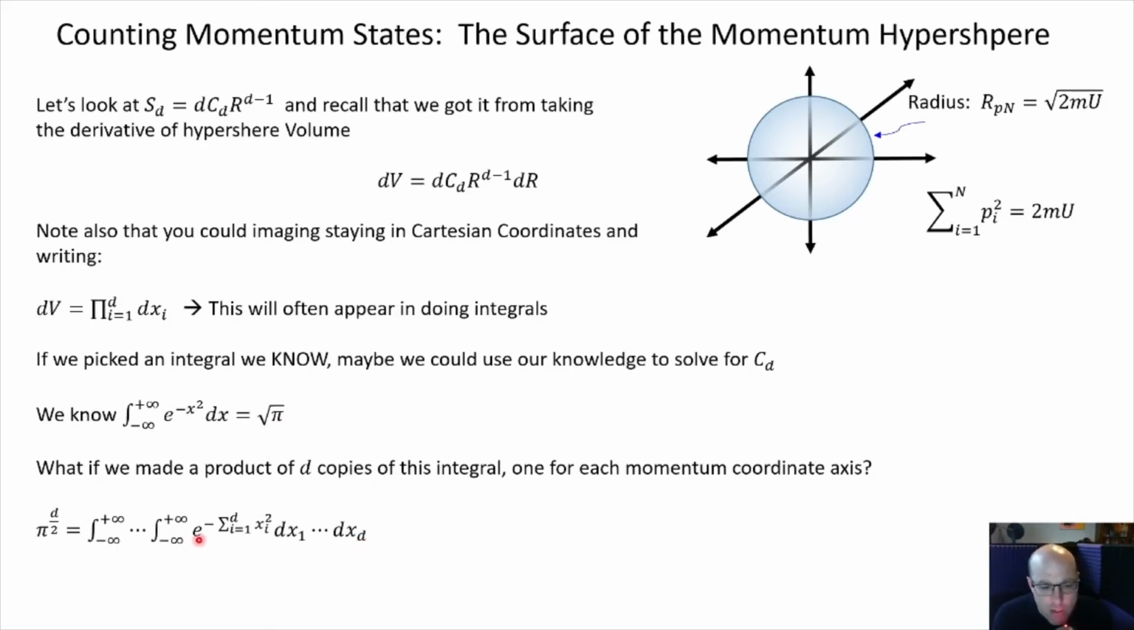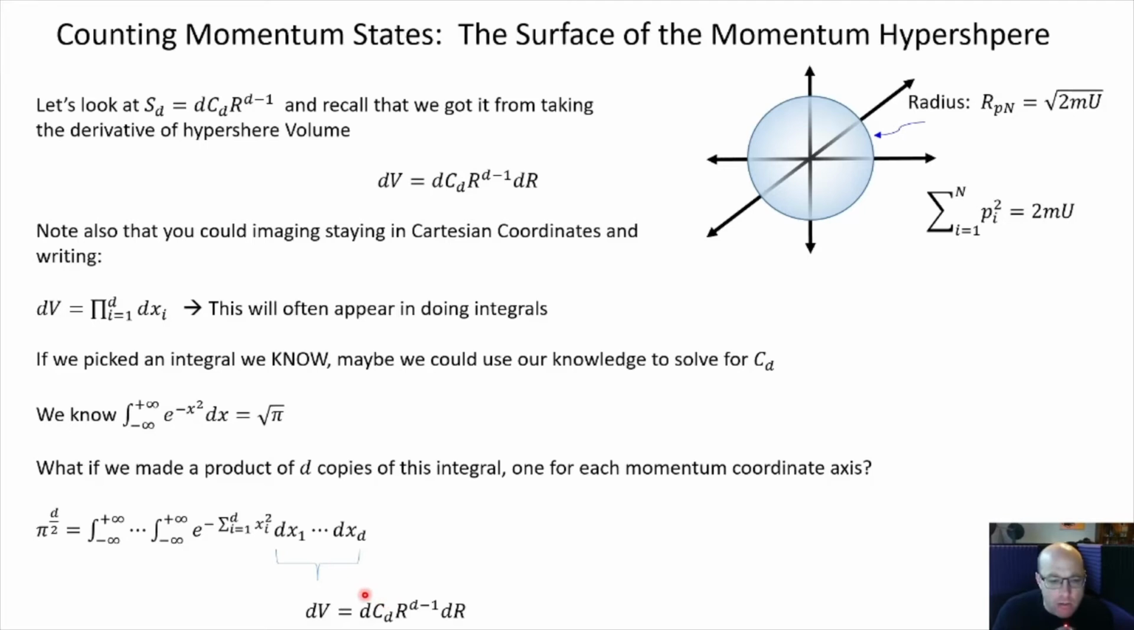And so instead of having an e to the minus x squared plus y squared, we've got an e to the minus sum over all the dimensions x sub i squared. And then we've got this extended product here, which is just the same as this dv. But whatever the case, when you make a product of d copies of this integral, you just get the square root of pi raised to the d power. So that's going to be pi to the d over 2 is equal to this integral. And so the important point is that the integral automatically contains dv in this spherical form, okay?